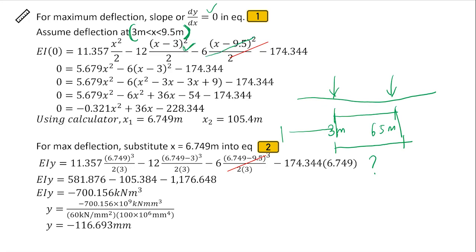Ini ada. And minus 174.344. So ini adalah value C tadi. Okay. Kita kena simplify kan. So what I do next is 11.357 ni, I pangkah lah 2 ni. So I bahagikan 2 ni. So I dapat 5.679 X power of 2. And then 12 ni boleh cancel. So ini dapat 6 lah. Okay. This one memang cancel, tak payah peduli dah. Okay. And minus 174.344. Okay.